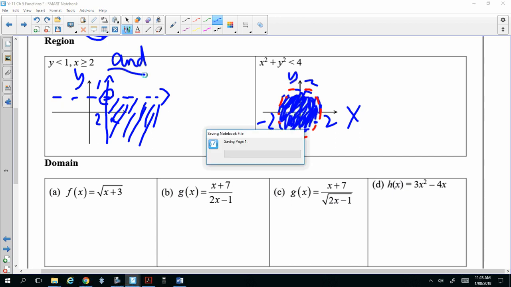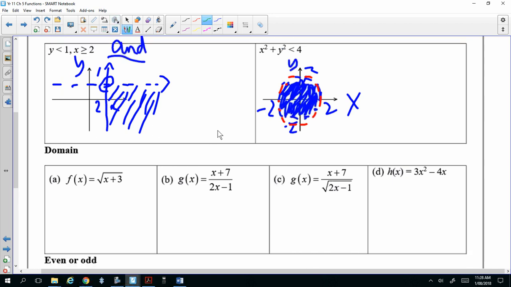Alright. Hopefully remember how to do domain. How do you find the domain inside square root? What do you do? When the inside the square root has to be positive. So the domain is this. Hopefully you still remember.